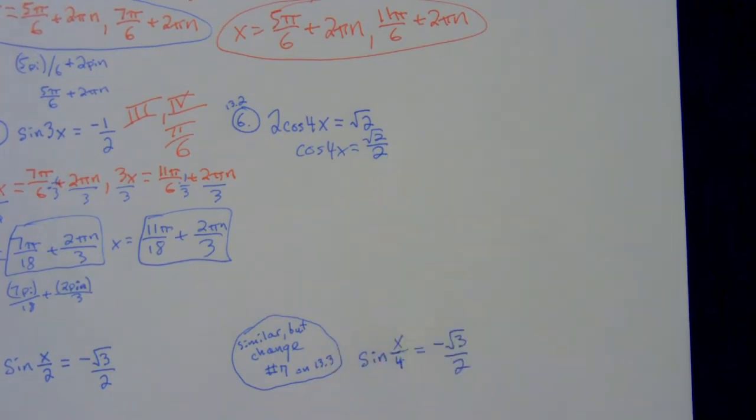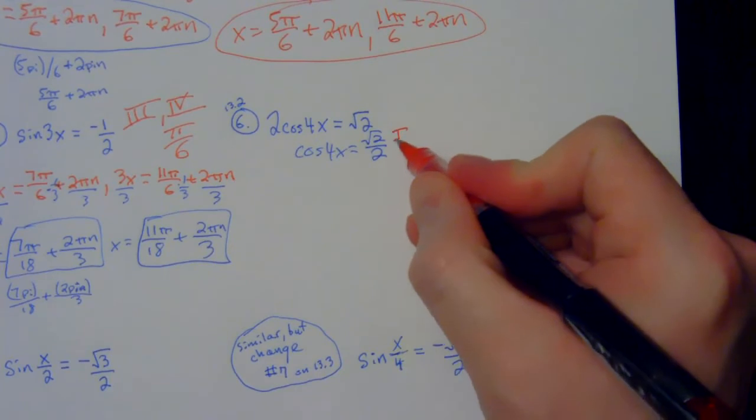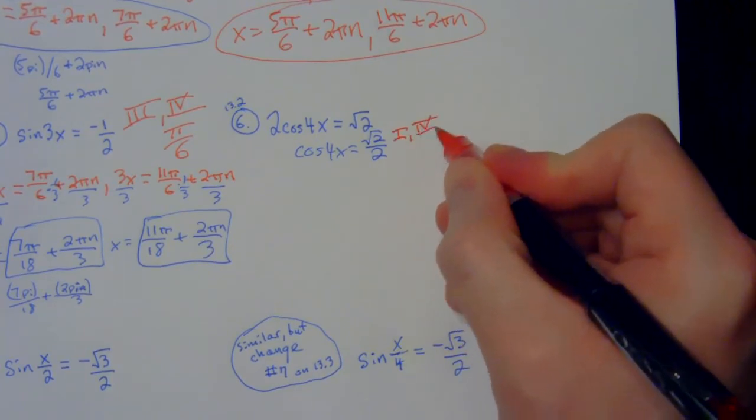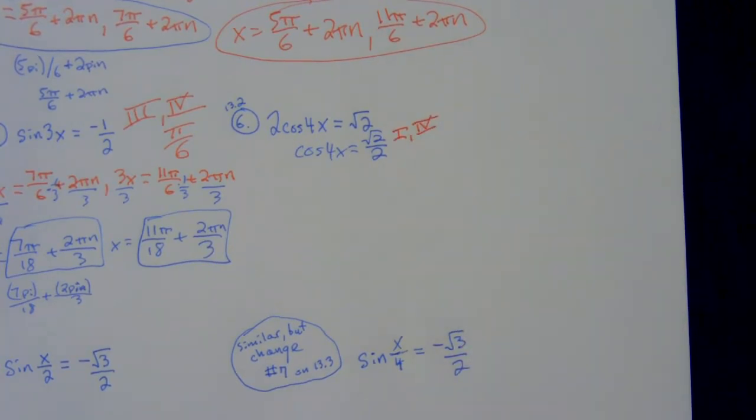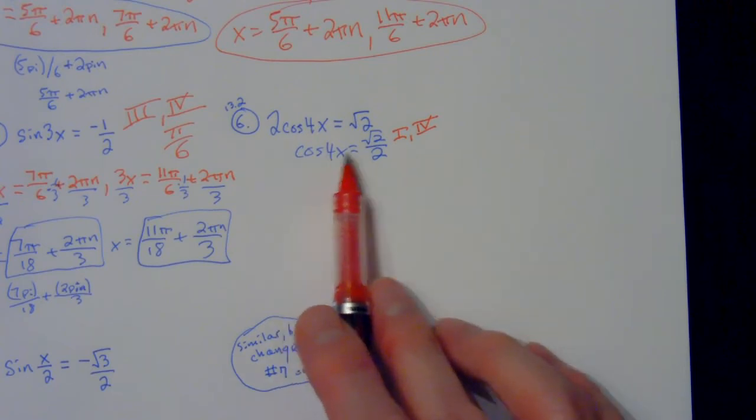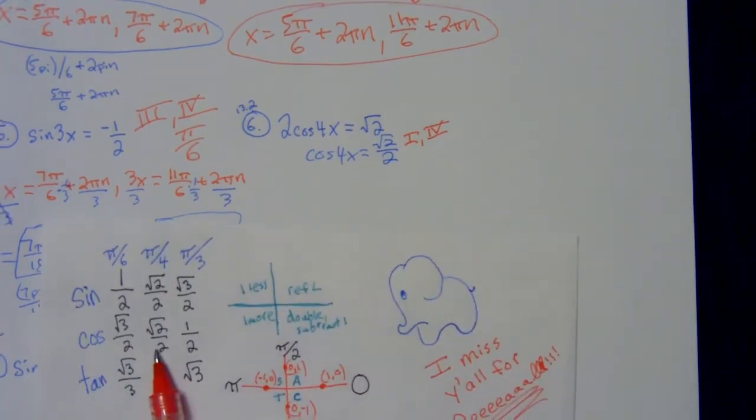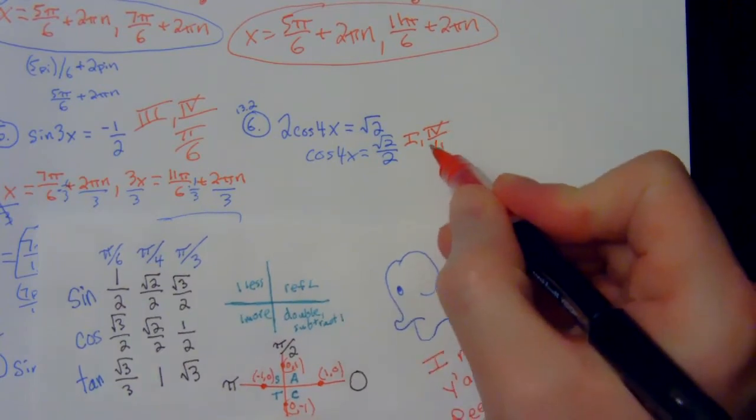This is positive. So you're going to say, okay, cosine is positive in quadrants 1 and 4, according to our All Students, or our All Snickers Taste Chocolatey. And then your reference angle where your cosine is square root of 2 over 2, that's going to be a pi over 4 reference angle.